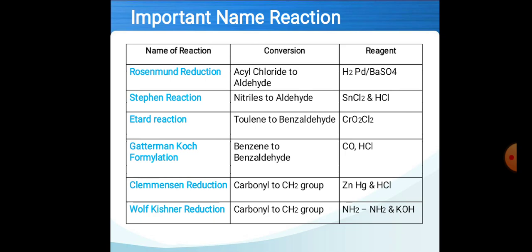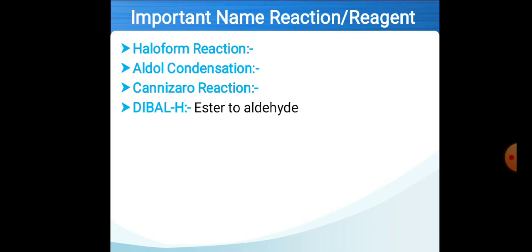and concentrated HCl. Then Wolff-Kishner reduction. In this reaction also, carbonyl group of aldehyde and ketones are converted into CH2 group by hydrazine and KOH. Then again some more important reactions are there. Haloform reaction for identification of ketone.